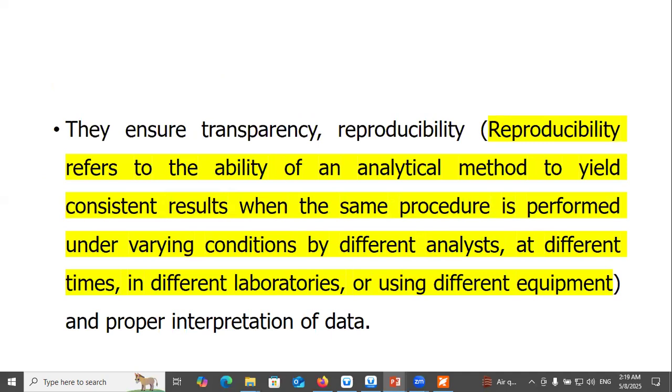Reproducibility refers to the ability of an analytical method to yield consistent results when the same procedure is performed under varying conditions by different analysts at different times in different laboratories or using different equipment. So they ensure transparency, reproducibility, and proper interpretation of the data.